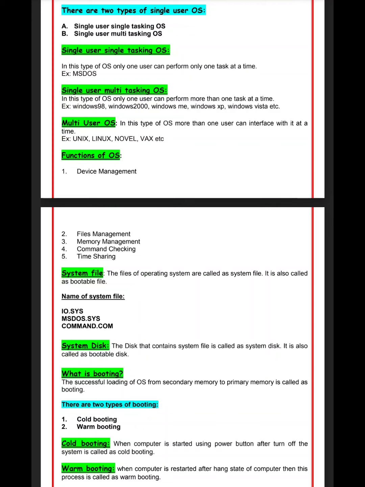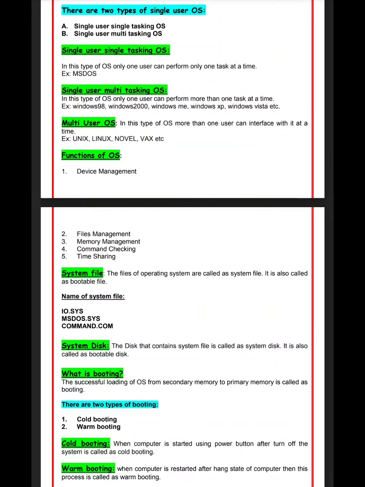Multi-user OS. In this type of OS, more than one user can interface with it at a time. Example: Unix, Linux, Novell, VAX, etc. Functions of operating system: device management, file management, memory management, command checking, time sharing.